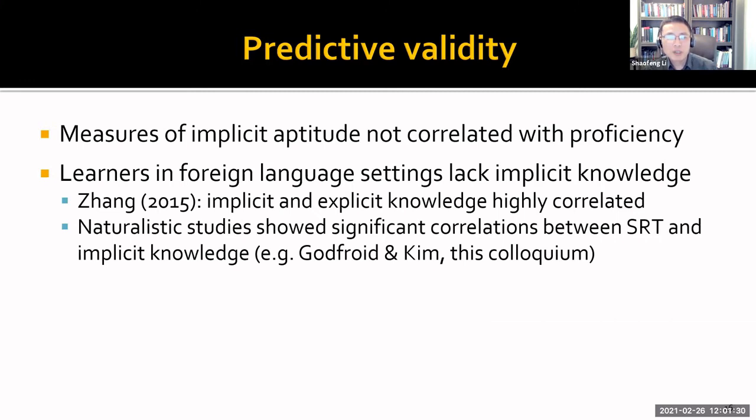Well, I guess this is partly because of the nature of the knowledge possessed by the learners who received heavy doses of form-focused instruction. So basically, the knowledge they had is primarily explicit instead of implicit. And this explanation is confirmed by other studies, such as the study by Godfroid and Kim, who found that SRT was a significant predictor of implicit knowledge, because those learners had some implicit knowledge at least.